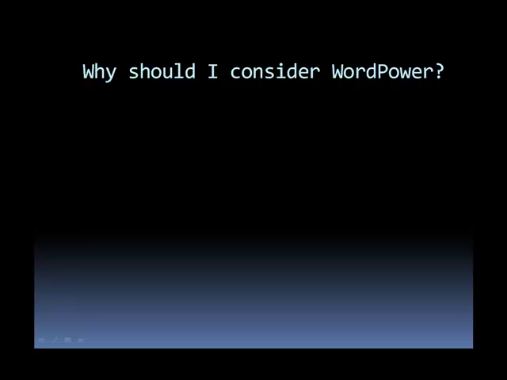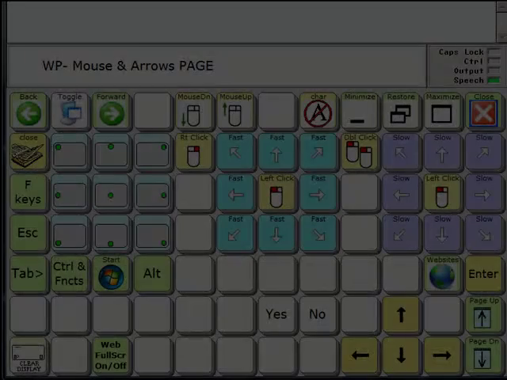A fourth reason to consider Word Power is computer access. Many people who use augmentative communication devices are physically unable to use a regular keyboard and mouse, and for these people, computer access is a critical component of Word Power. Word Power facilitates computer access for both direct selectors and scanners. It allows them to generate text and control computer functions through the device via Bluetooth and cable, as well as internal computer access for integrated devices.